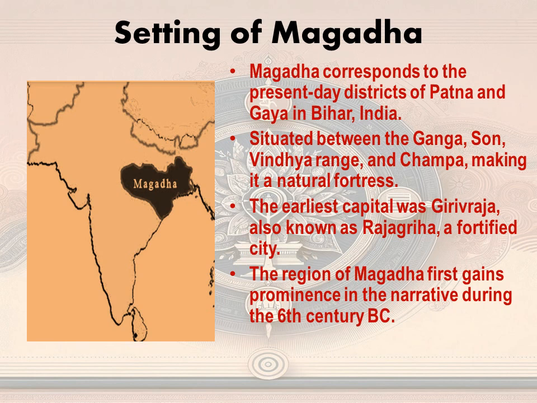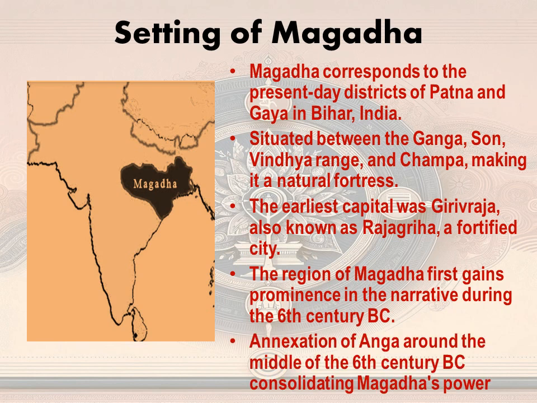As we have discussed in our last video, during the 6th century BC there was a rise of city states in the northern and central part of the Indian subcontinent. There were 16 of these city states, popularly called Mahajanapads, and Magadha was one of the most important among the 16. The annexation of Anga around the middle of the 6th century BC consolidated Magadha's power.